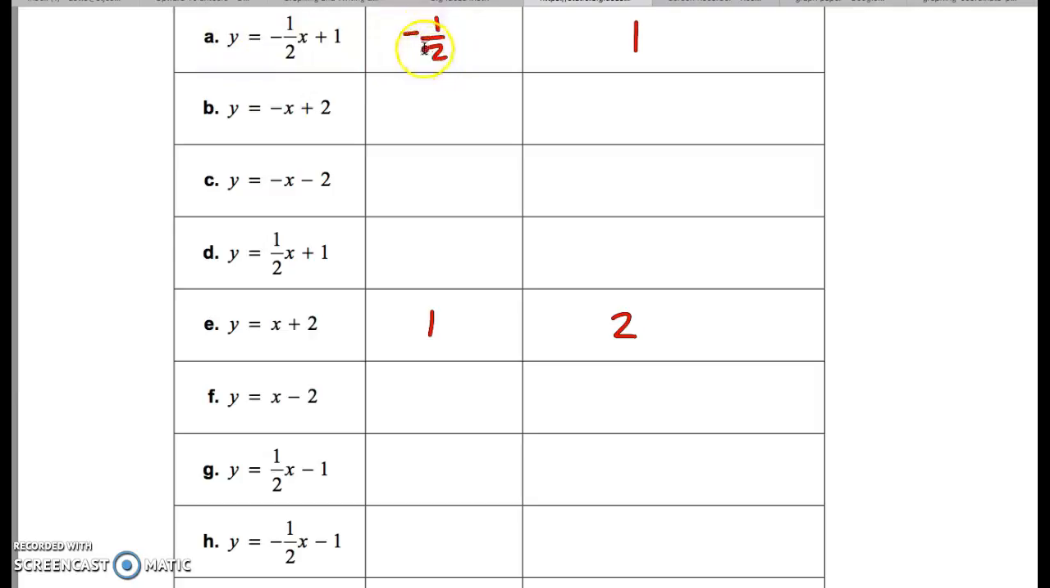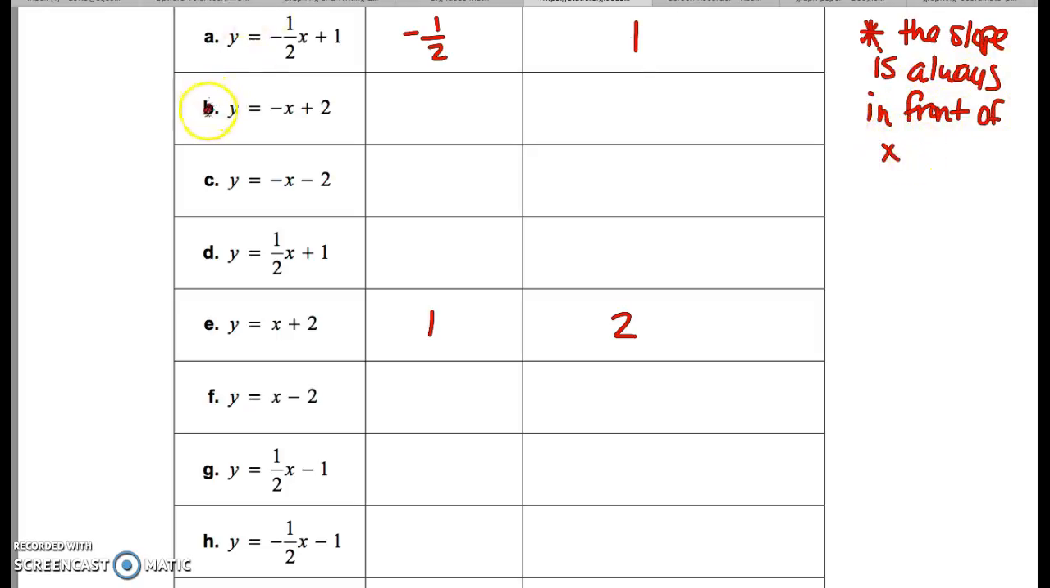Okay, well I notice my slope was -1/2 and that's the number right here. Down on part E, my slope was 1. Technically, that's the number right here in front of the x, right? So I want you to make a little note. The slope is always in front of the x.